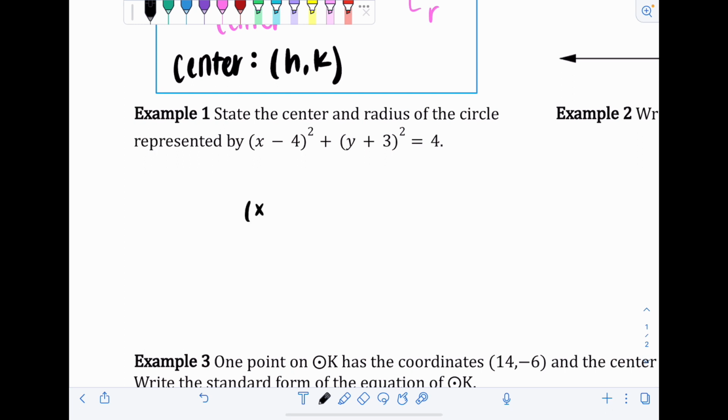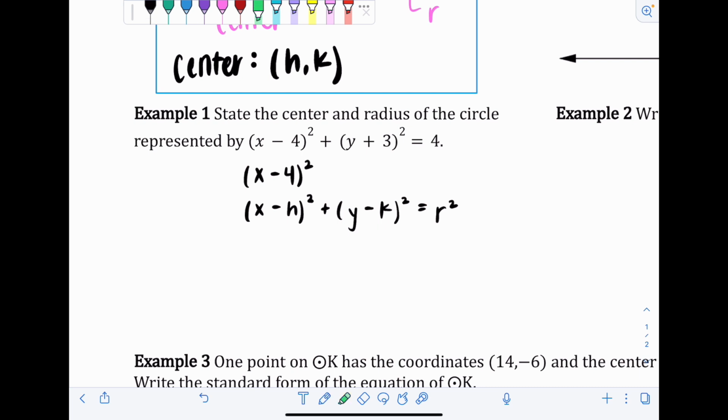So the formula itself is (x − h)² + (y − k)² = r². What I want to do is rewrite my equation so that it looks almost identical to the formula, including having minuses and including having r² at the end. The first part, (x − 4)², already looks identical to what we're supposed to have, so I don't need to change it. I'm just going to rewrite it down here: (x − 4)².